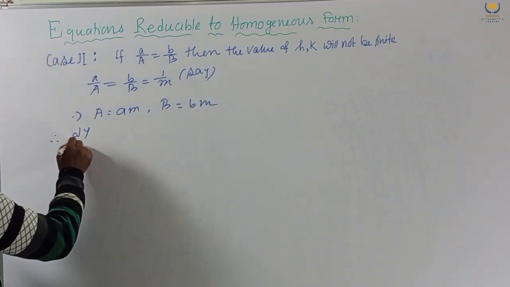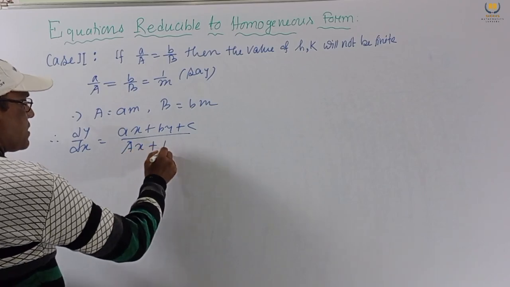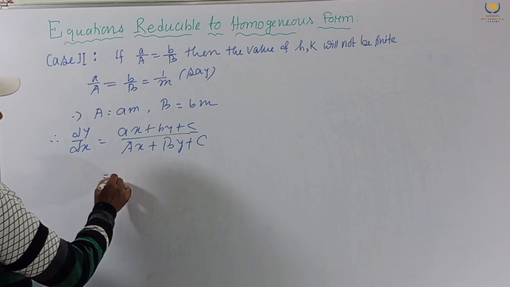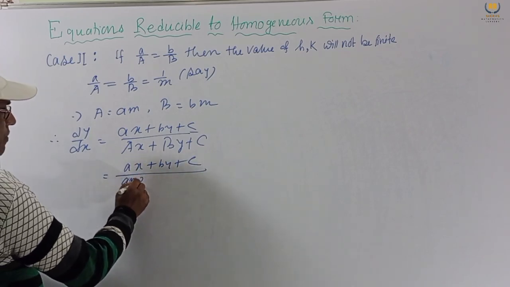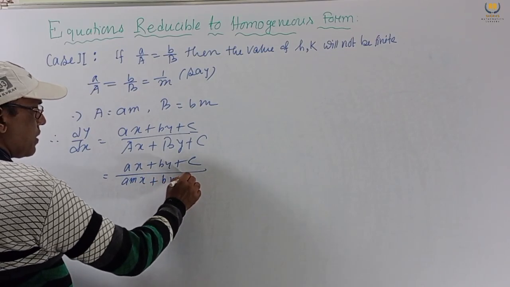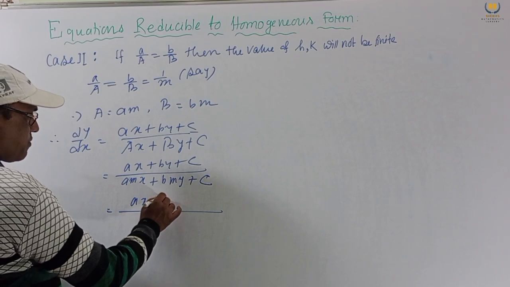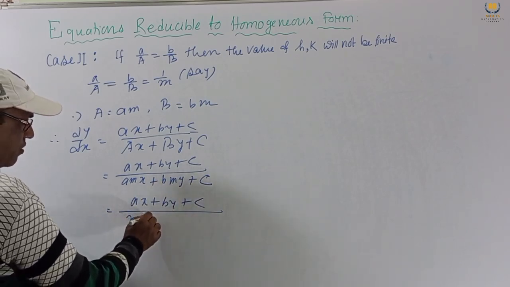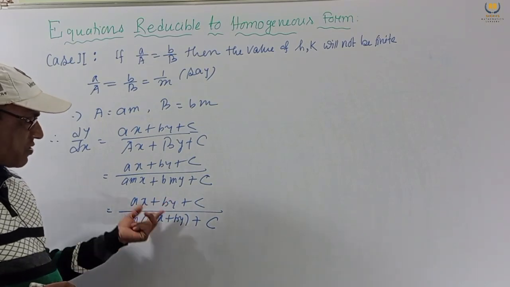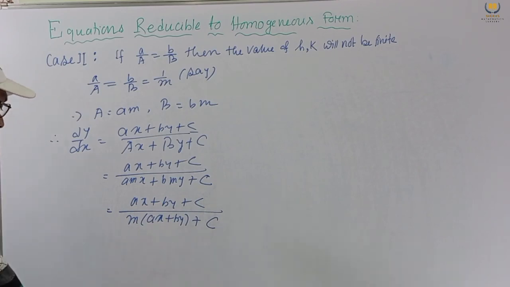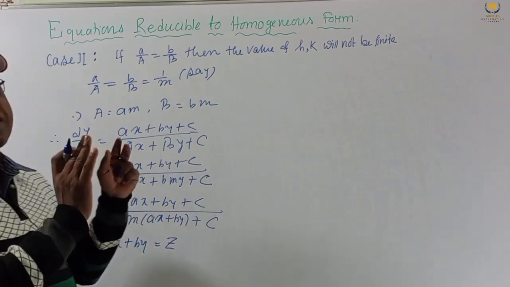Therefore, the equation becomes dy/dx equal to (ax plus by plus c) by (capital Ax plus capital By plus capital C). Here capital A is am, capital B is bm, plus capital C. So we get (ax plus by plus c) by (m times (ax plus by) plus capital C). So in this case, ax plus by is a common term in numerator and denominator. So we put ax plus by equal to z, and by this substitution, we get our required answer.